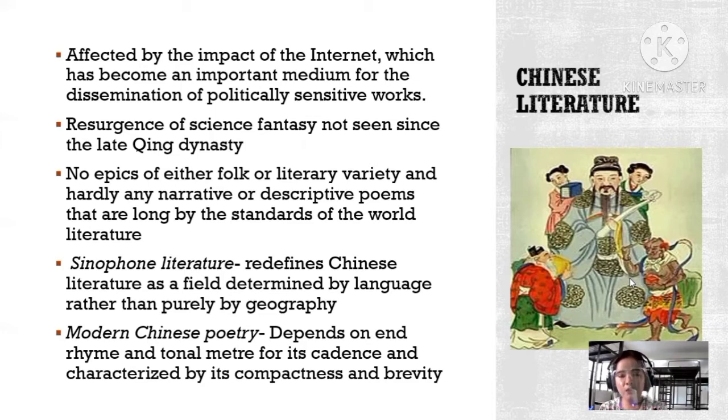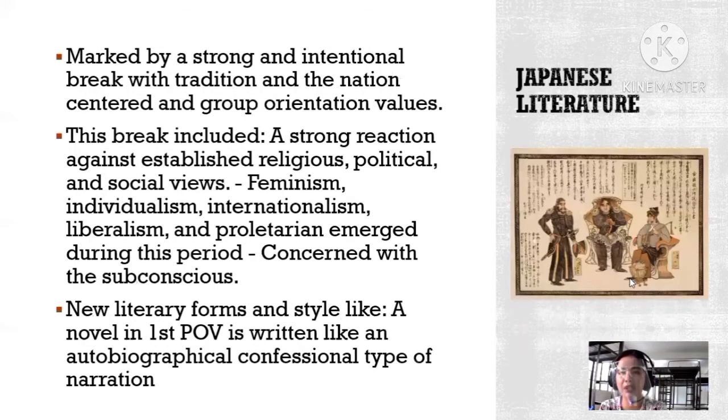Sinophone literature is about redefining Chinese literature as a field determined by language rather than purely by geography. So it's more of expressions and emotions, while modern Chinese poetry depends on ending rhyme and tonal meter for its cadence and is characterized by its compactness and brevity. So next one is about Japanese literature.